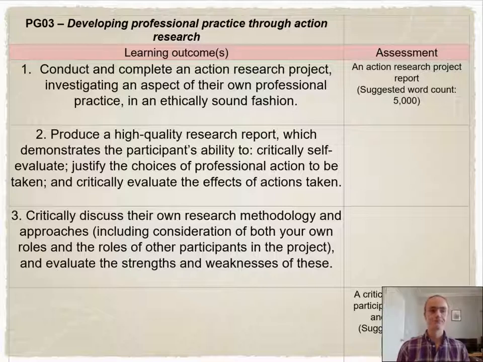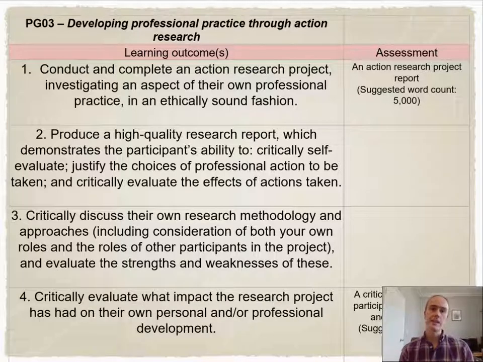And then finally, to be able to critically evaluate what impact this research has had on your own personal and or professional development. So taking a step back from the project as a whole and thinking, okay, now I've done it. At this point you won't have fully done it. You might still be in the process as you're writing up your presentations. But with what kind of distance you have, how is this changing you as a practitioner? How is this having an impact personally or within other aspects of your life?